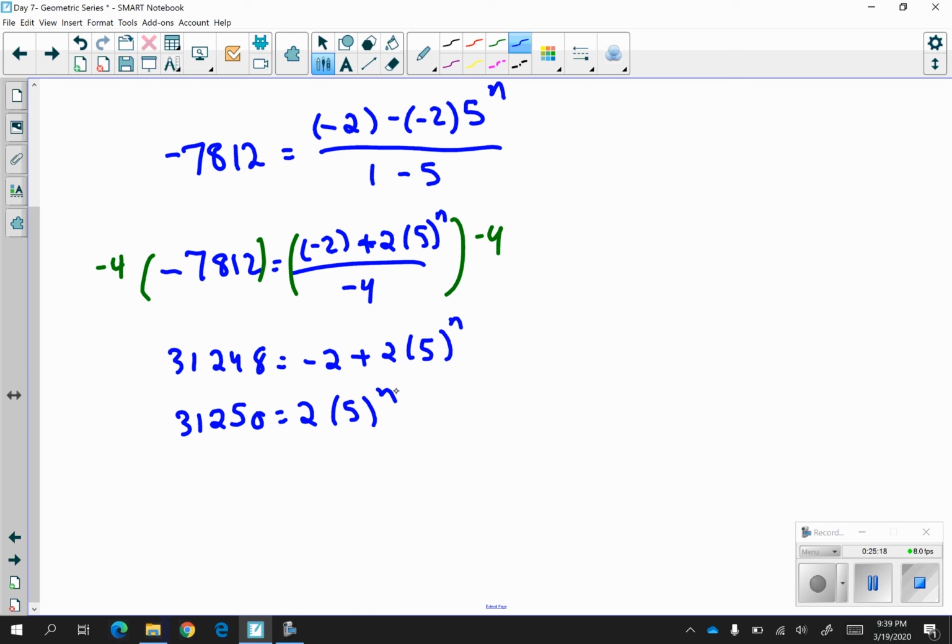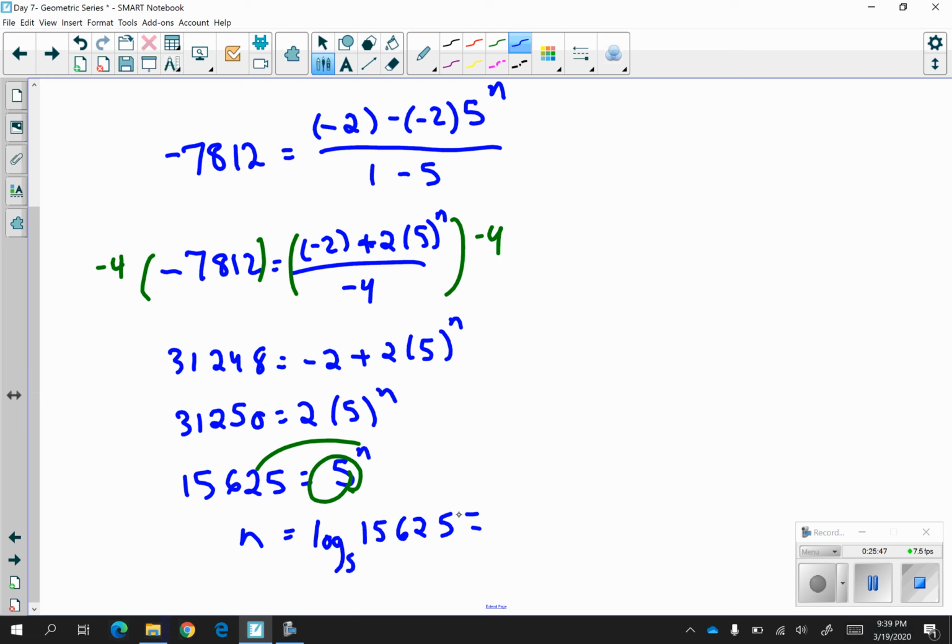You still need to get the base by itself, and you have to divide by 2 on both sides. That's going to give you 15,625 is equal to 5 to the n power. And to solve for an exponent, you have to take the log. You keep the base and switch the other two values. So log base 5 of 15,625 is equal to n.